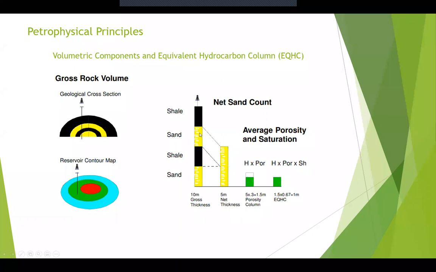So now we can see here we have net pay, 5 meters of net sand, this sand here and this sand here. But sometimes the sand itself cannot be considered wholly net sand, because part of the sand could be highly cemented, and then it is not contributing to the production. So even within the sand itself, sometimes part of it will be treated as non-reservoir. And I'm going to discuss this later also.